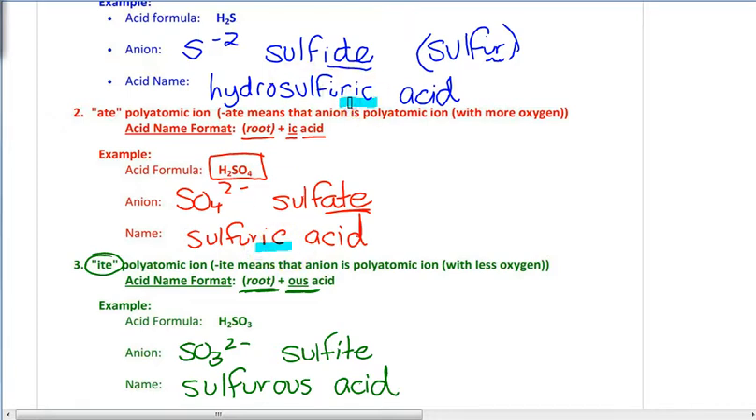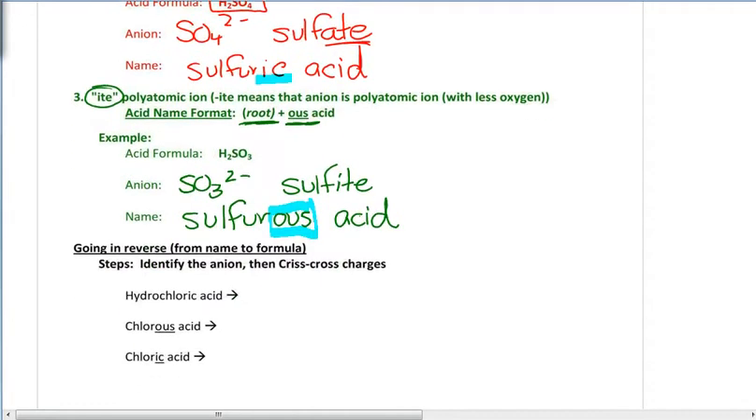Okay, notice that if we look at all three of these naming systems together, two of them end in ic. One of them starts with hydro. So if it's a single element, it starts with hydro. It usually has an ic ending unless the polyatomic ion ends in ite. Let's try going the other way, because sometimes people get tripped up doing that. So if you look at the hydrochloric acid, you know that if you see that hydro prefix, that it came from just a single element.